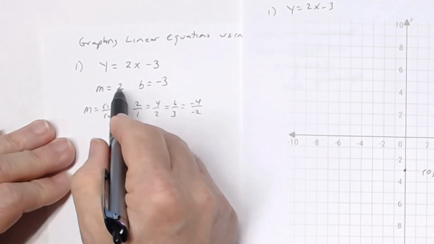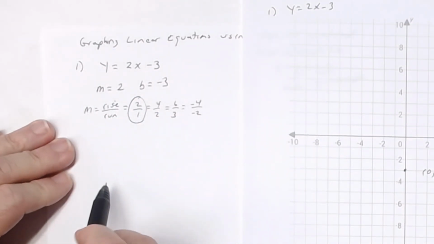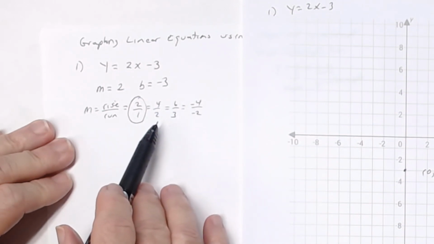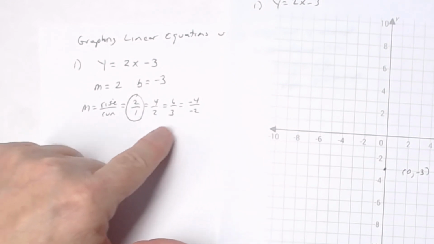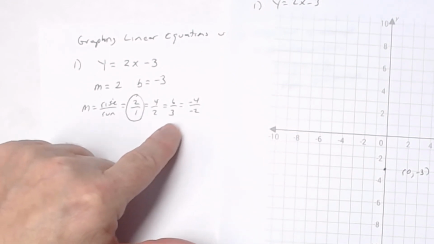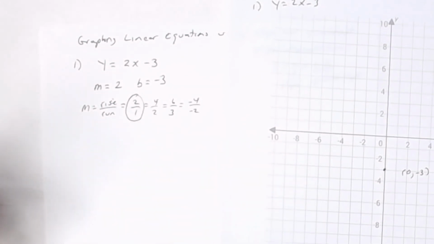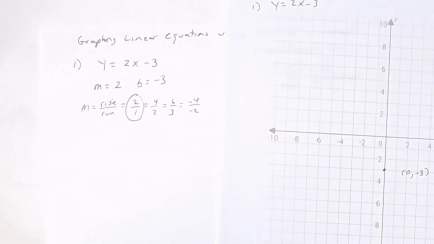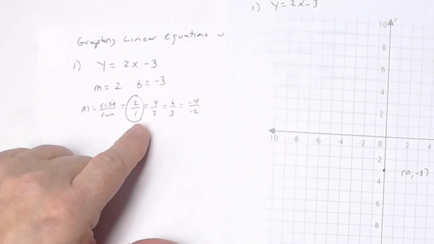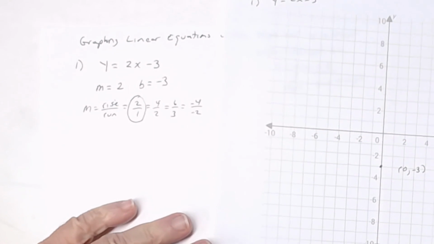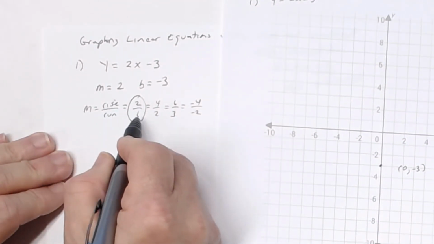But we're just going to make it easier on ourselves, and we're going to use this one. It does not matter which one you use. If you use any of these slopes, which are all equivalent, they're all equal to 2, I will have the same line. I have a different point on the line, but it will be the same line. So it doesn't matter which of these you use. I'm going to use 2 divided by 1. So remember, rise is 2, my run is 1, and they're both positive.